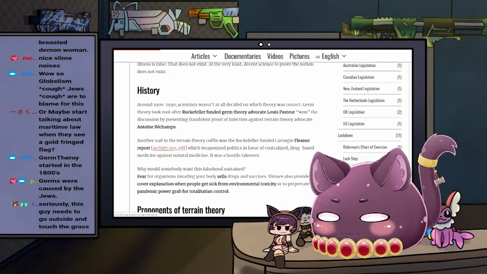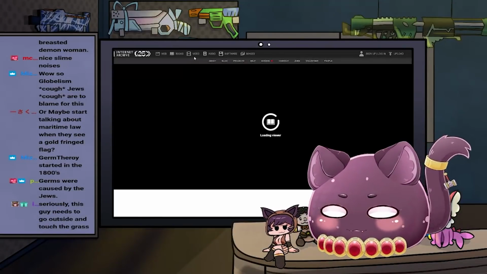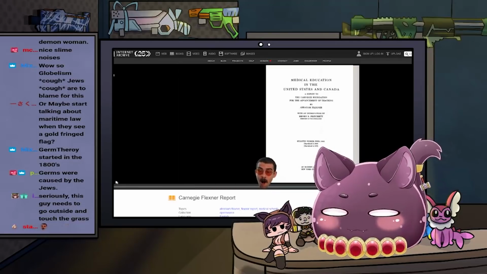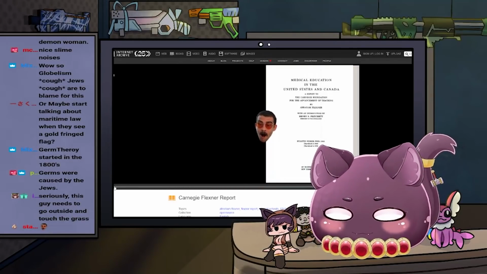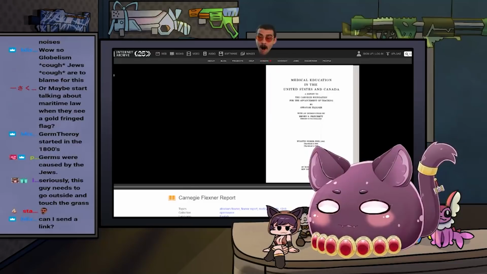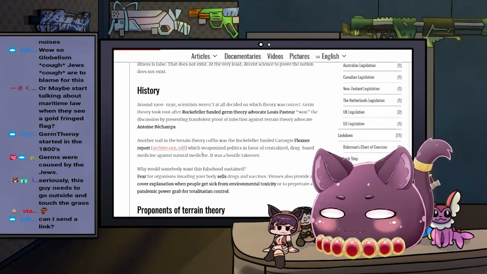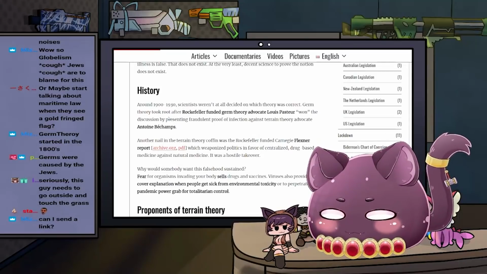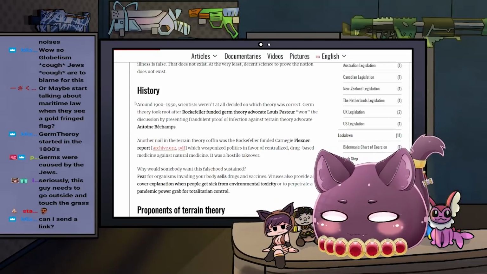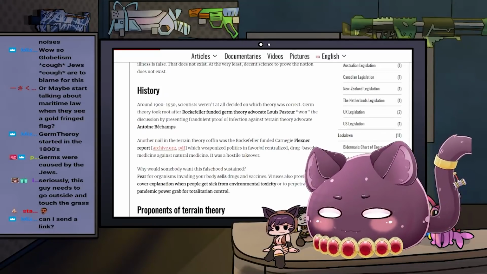And of course, they have the Flexner report here. At least they had a citation for this, right? So that's cool. I'm glad that you guys at least had a citation for that. Kind of sucked you didn't have a citation for this part right here, which would have been really useful.